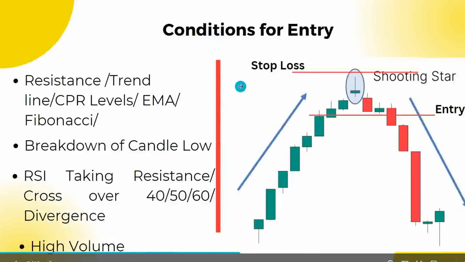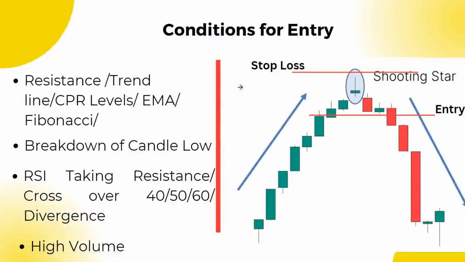Now, conditions for the entry. We should not get into the trade right after seeing this candlestick pattern. What we have to do is identify whether the candle is formed on or nearby the resistance, trend line, CPR level, EMA, Fibonacci retracement, or pivot levels. We have to locate the exact location of formation of this candlestick pattern.